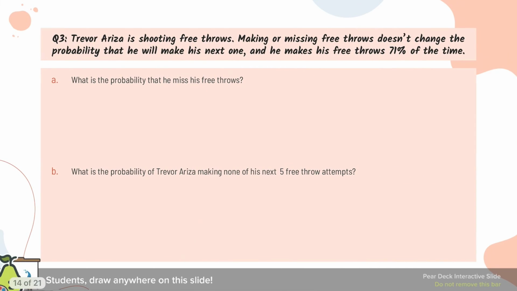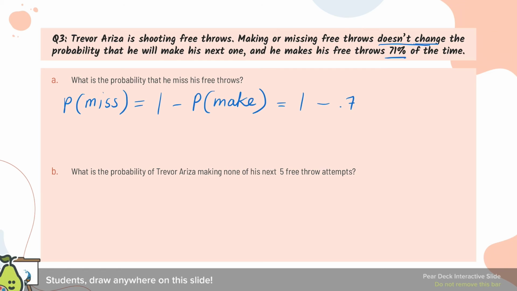Okay, so moving on to the next, this talks about Trevor Ariza making free throws, and his average is 71% of the time, and it doesn't change from one shot to the next. So this says, what is the probability that he missed his free throws? So I just got to make sure that if he makes it 71% of the time, the rest, which should all add up to 100, is his miss. So the probability of him missing is the same as doing the complement, which is 1 minus the probability that he actually makes it. And as you can see, it's the same as doing 1 minus 0.71, which equals 0.29.